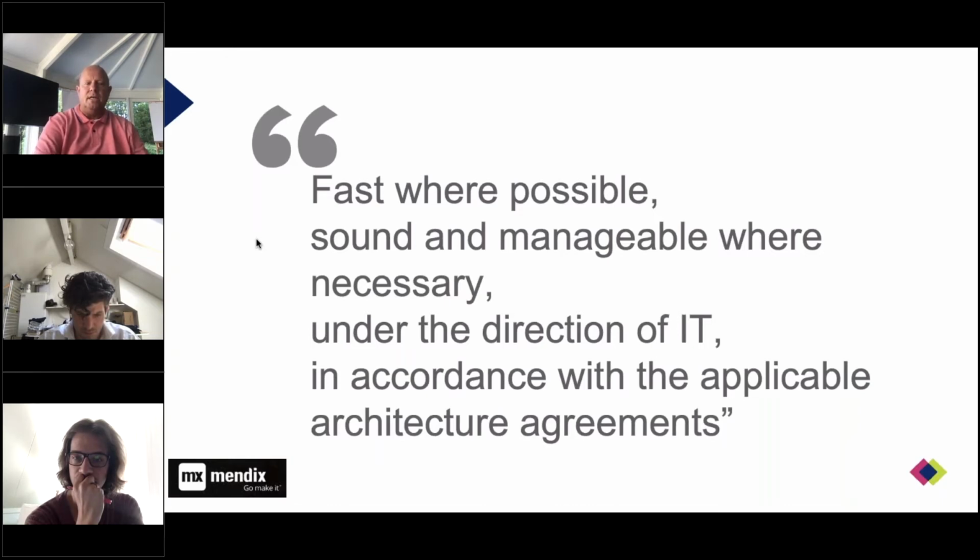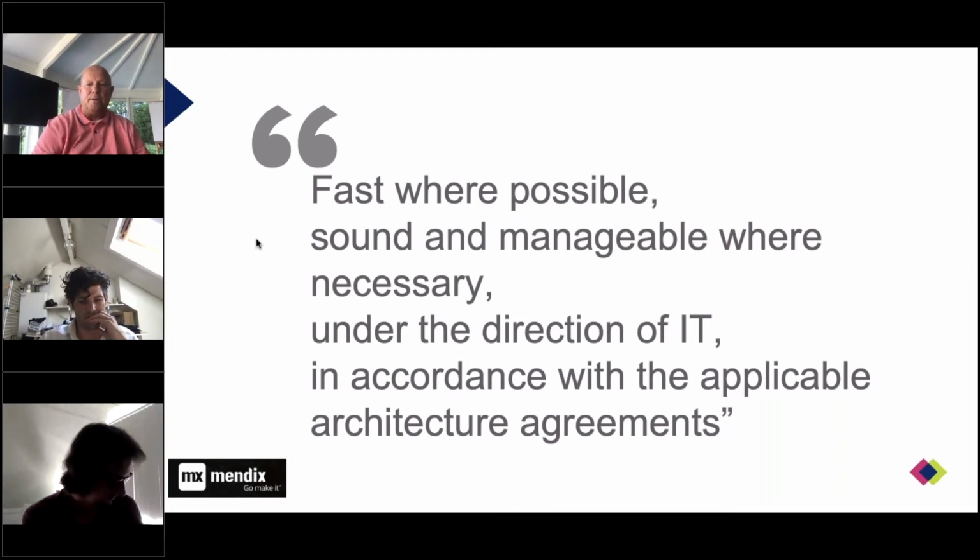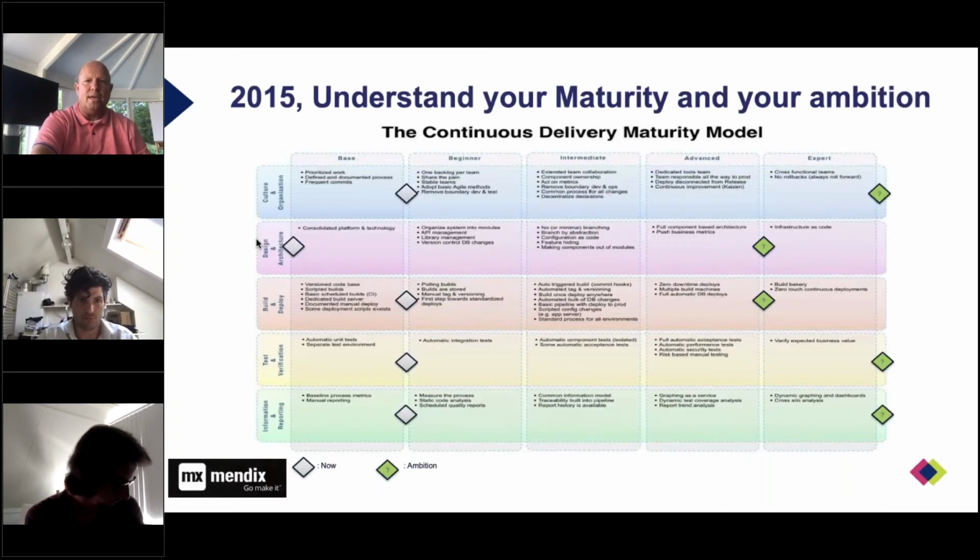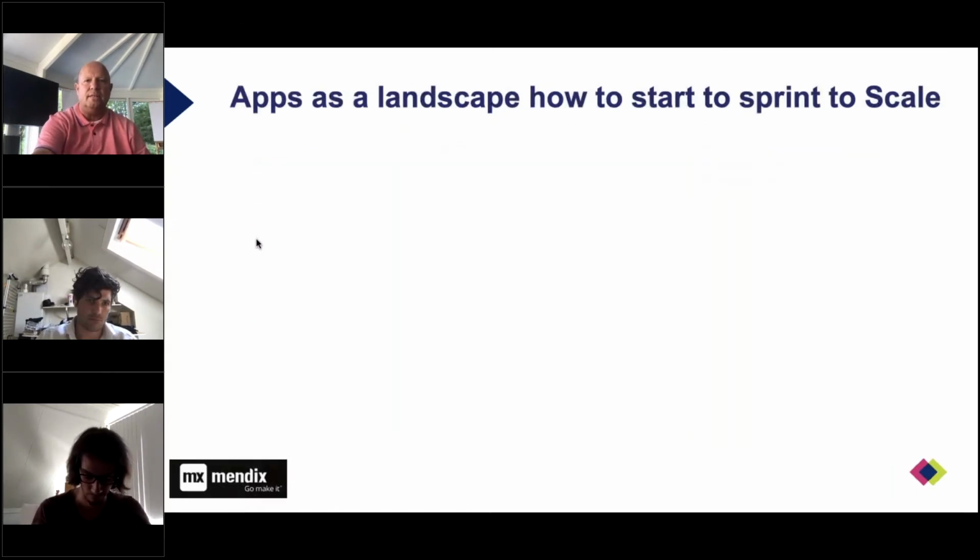We were able to transform our architectural department from an ivory tower of architects designing like in the 90s into an organization that was really lean, able to implement and develop new designs in 2 weeks, working together. So we made our mission. This is the continuous delivery maturity model. Where were we and what was our ambition?